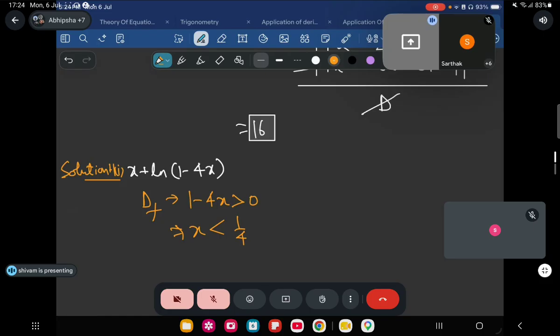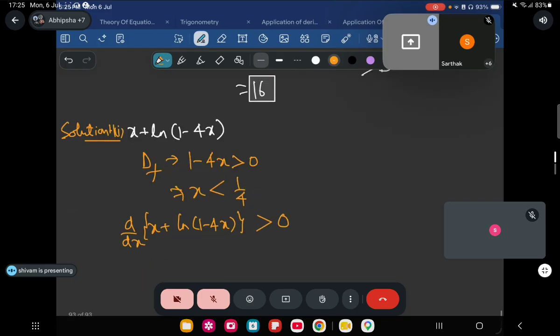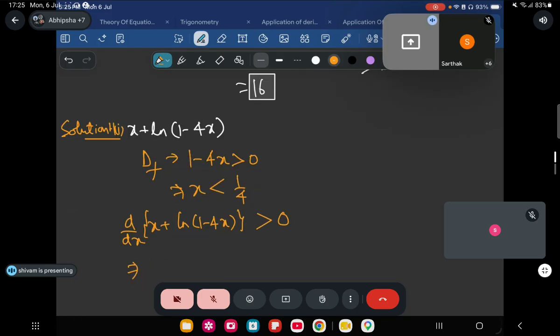Now for increasing, what do we need to do? dy/dx of x plus ln of 1 minus 4x must be greater than or equal to 0, to find where the function is increasing. This function cannot be a constant, right? So we can directly write it as greater than or equal to 0. The function is continuous and differentiable.